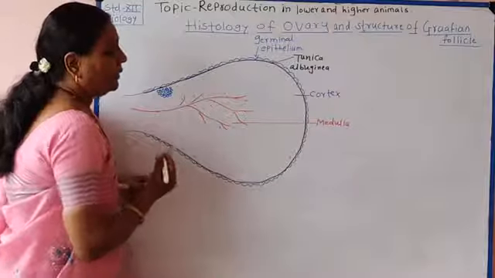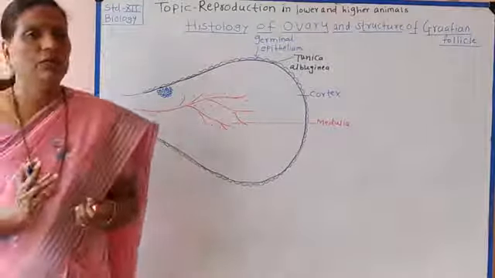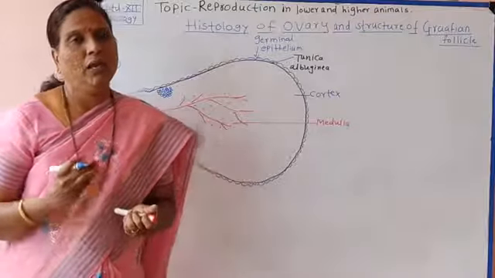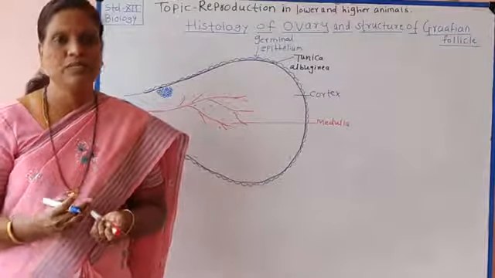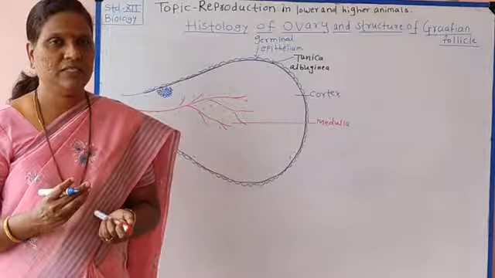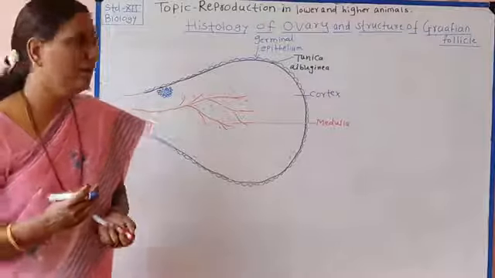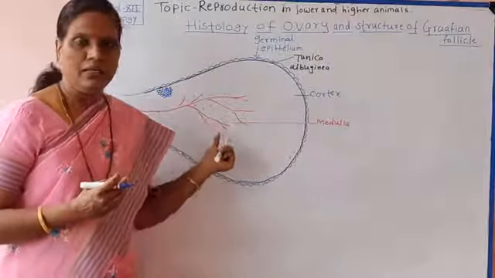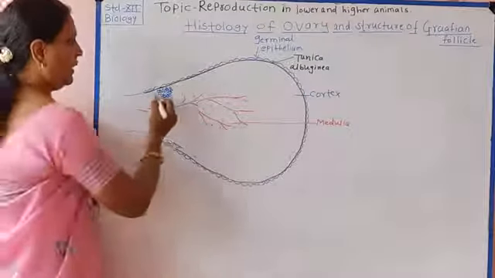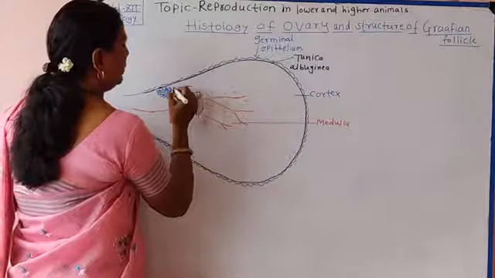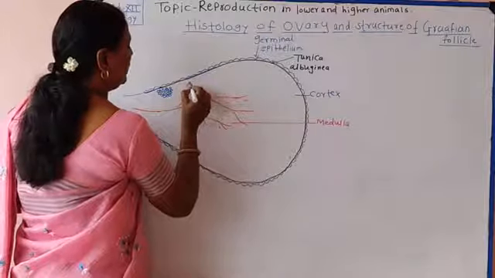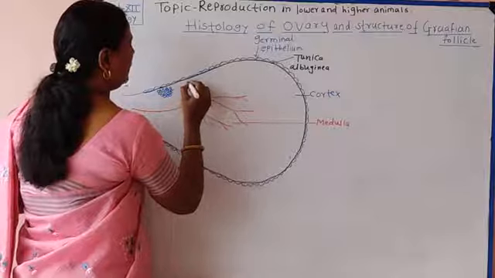Now remember, there are paired structures, the left and right ovary, and alternately each ovary mainly produces the egg or ovum after 28 days. Each 28 days alternately each ovary produces the ovum. Now we will study, see here in the cortex region. First, these are the primary follicles.